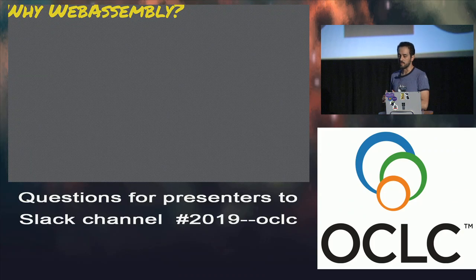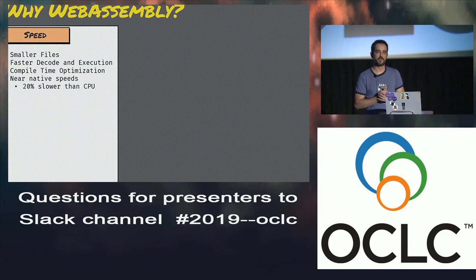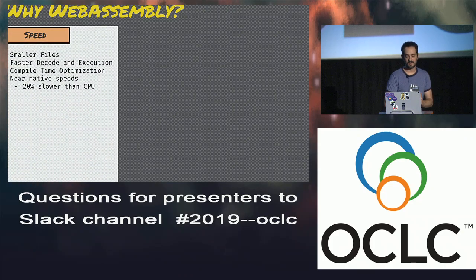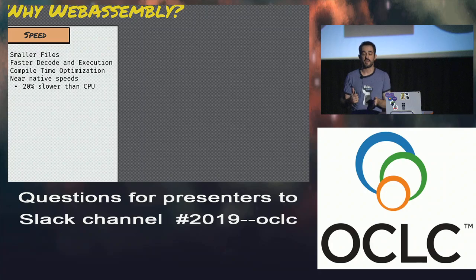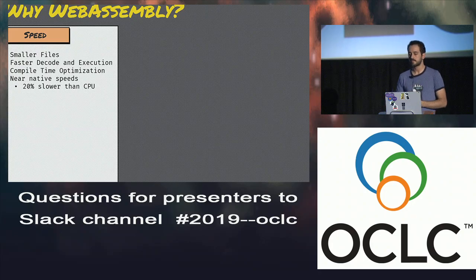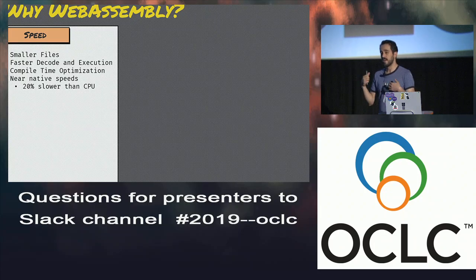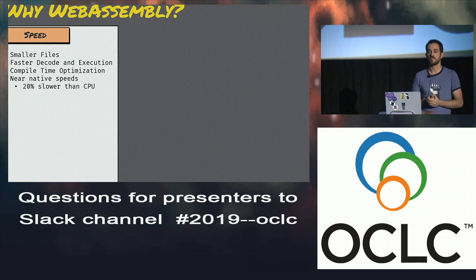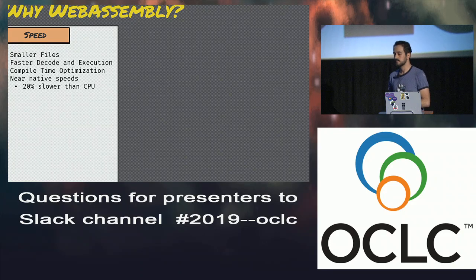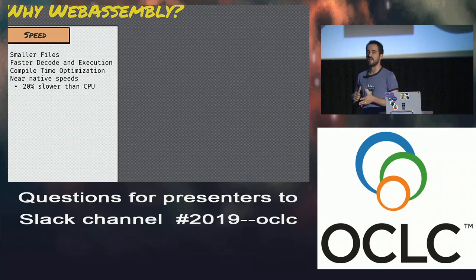So why WebAssembly? Well, let's get back to those 3 statements I said earlier. Speed. So we have smaller files with WebAssembly. And they're already compiled, so they decode and execute much faster. They have already been compiled, so all of the optimization has happened at compile time, outside of the browser. And we can run these at near native speeds.